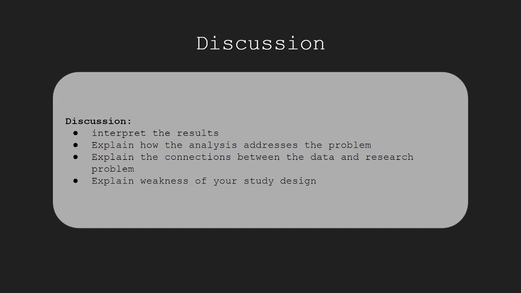You're going to explain how the analysis, how the outputs of the data visualizations or machine learning algorithms addressed the problem, and you're going to make connections between the data and the actual research problem. And then you can also leave a section or an area to basically describe the weaknesses of your study. So that way, if someone wants to replicate it or trail off of your report, they have reference to do so.